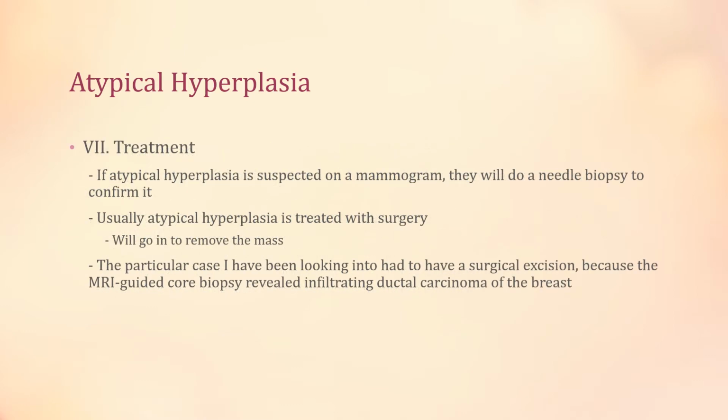If atypical hyperplasia is suspected on a mammogram, they will do a needle biopsy to confirm. Usually, atypical hyperplasia is treated with surgery, where they will go in and remove the mass. In the particular study that I have been looking into, the lady had to have a surgical excision. The MRI-guided core biopsy that I referred to earlier revealed infiltrating ductal carcinoma of the breast, where they went in and removed that and anything around it that could or looked like it could be cancer.